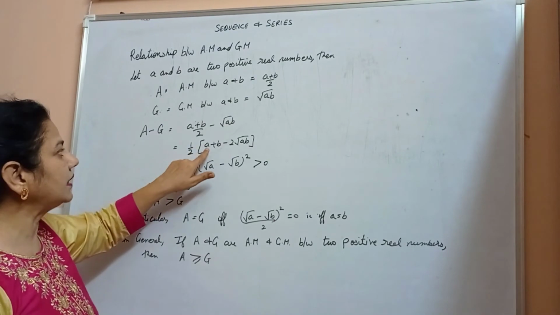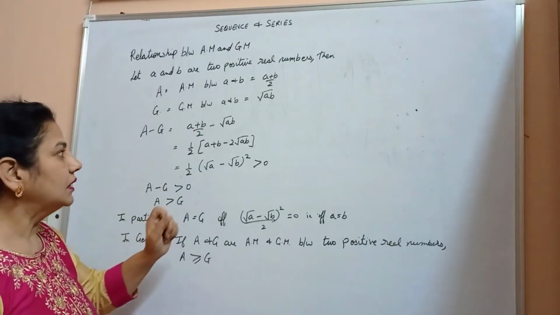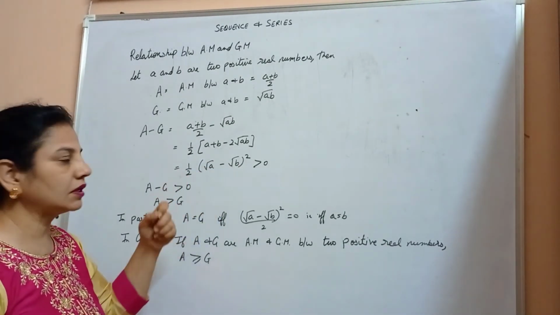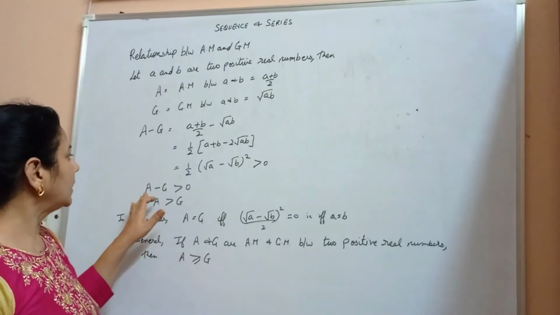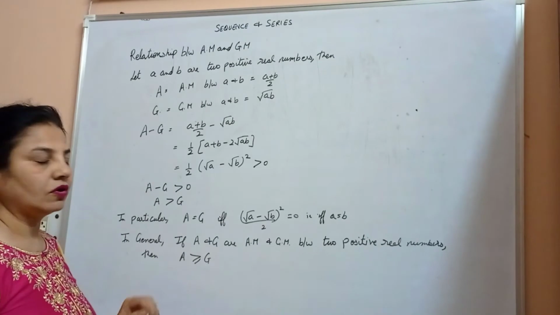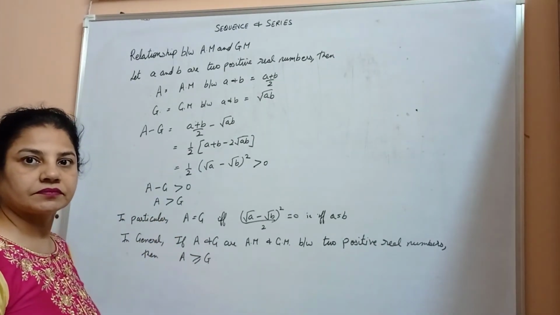Take the LCM, we get A plus B minus 2 times under root AB. This clearly gives the whole square of under root A minus under root B, whole square. And we know that the square of any number is positive. So the difference of arithmetic mean and geometric mean is greater than 0. We can say that arithmetic mean is greater than geometric mean.